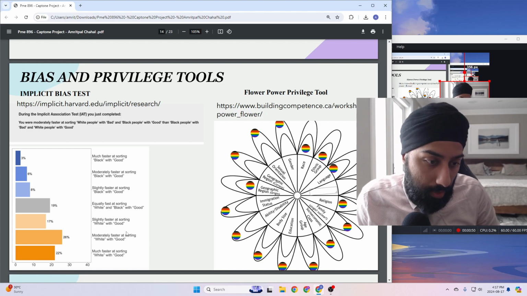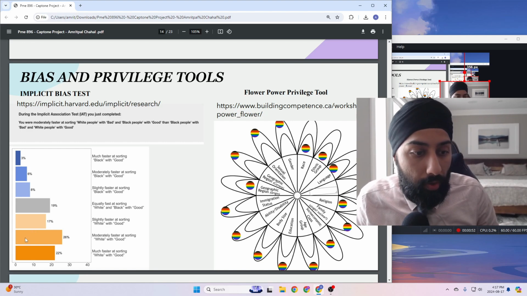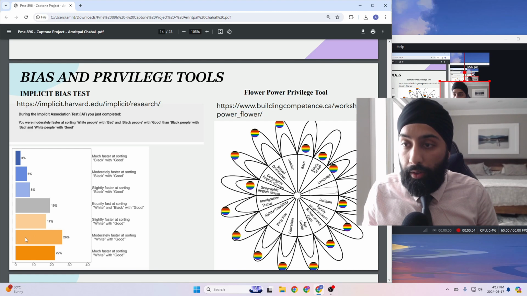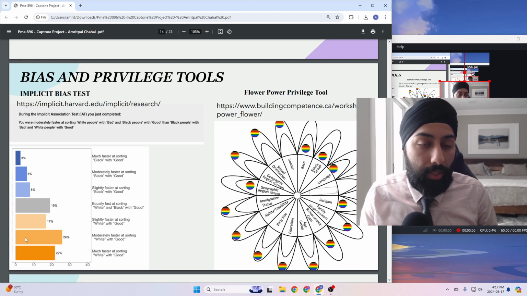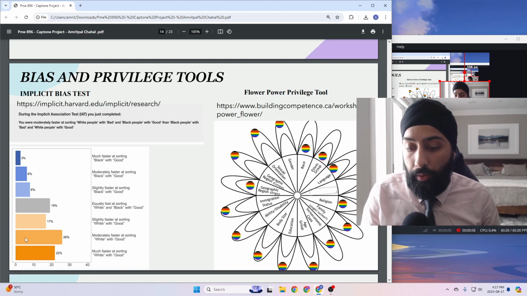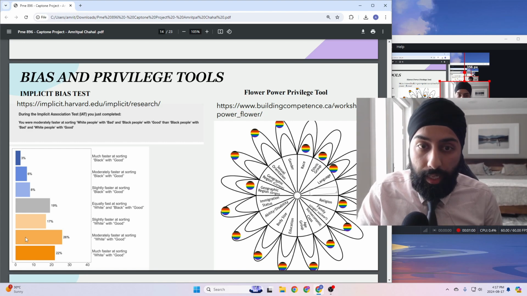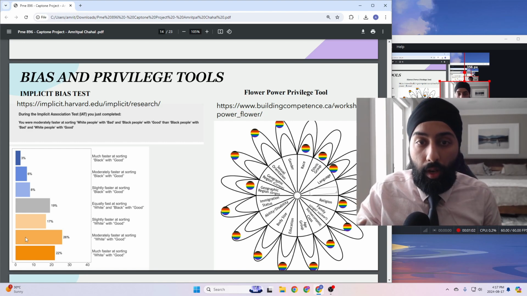A majority sorted moderately faster at sorting white with good. There's a lot more other implicit bias tests, right? And I just took the racial one. Another one that is super important is this one called Flower Power. It's a privilege tool, right?